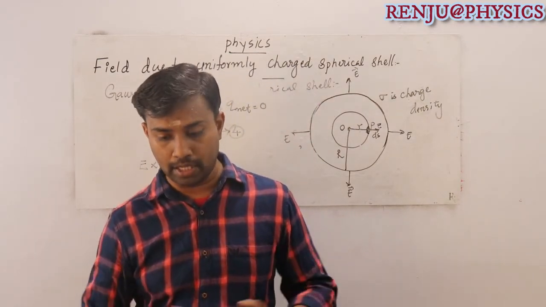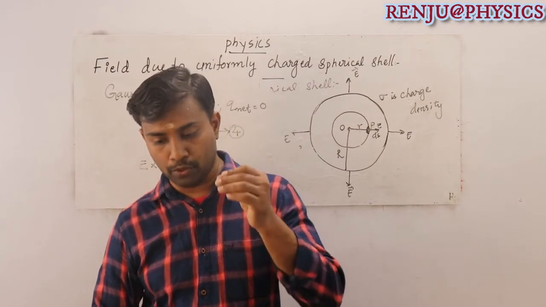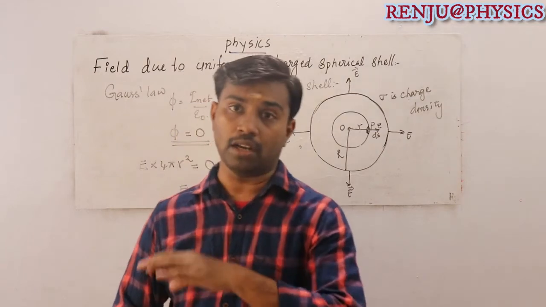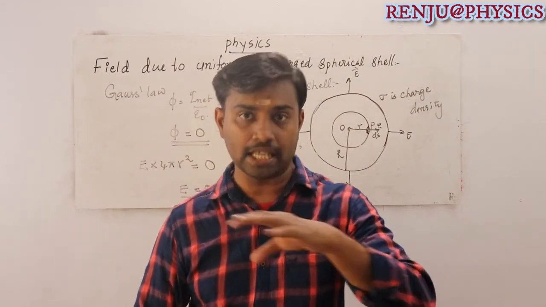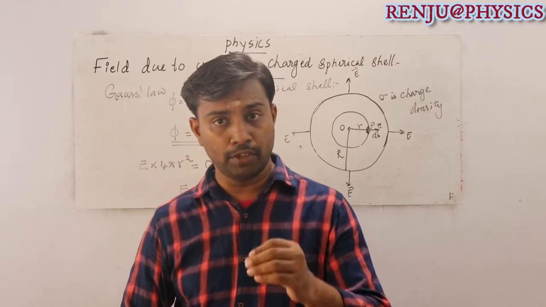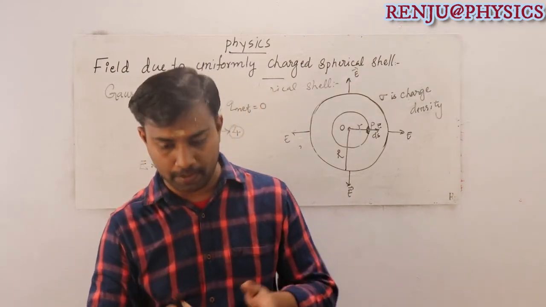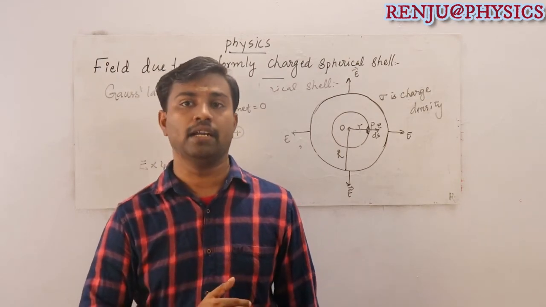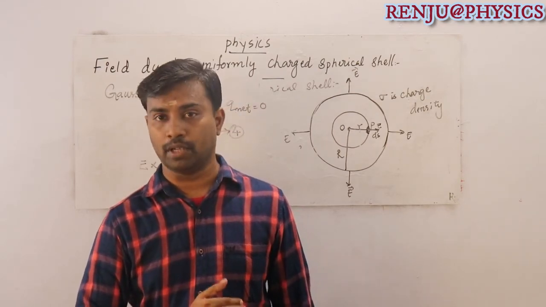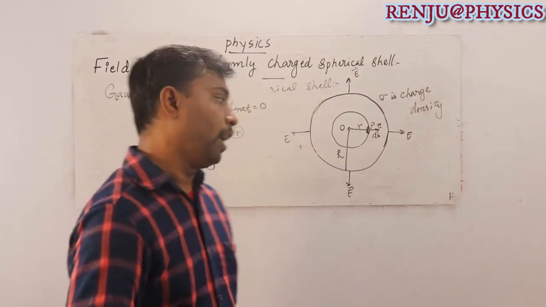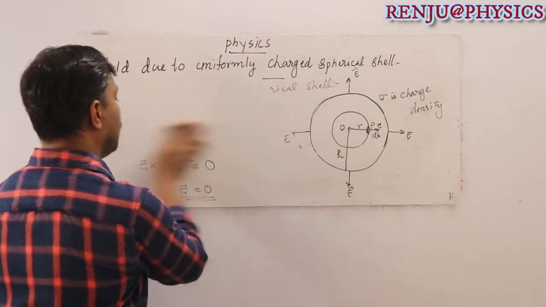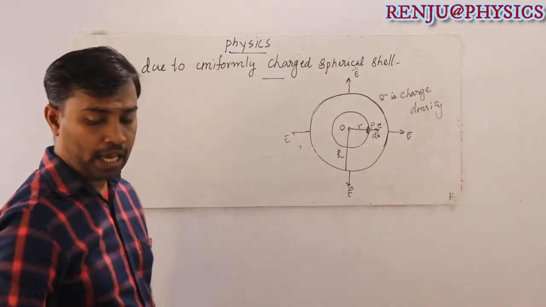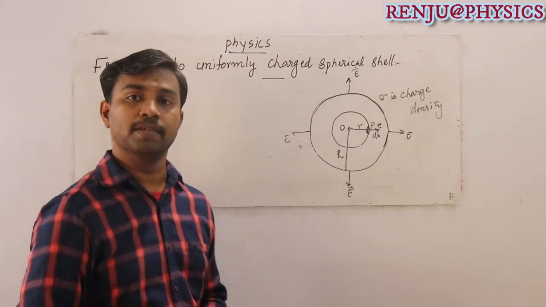Or otherwise we can say the electric field due to a uniformly charged spherical shell is 0 at all points inside the spherical shell. Okay, clear? So now we can draw a graph between the electric field and the distance from the spherical shell.